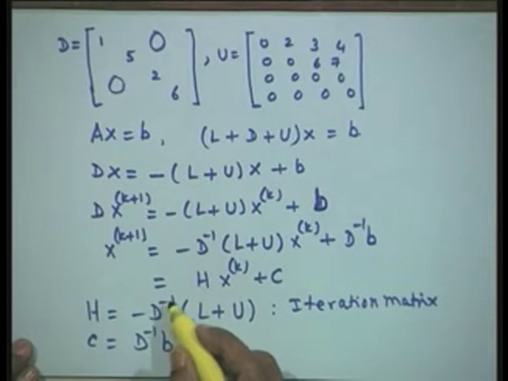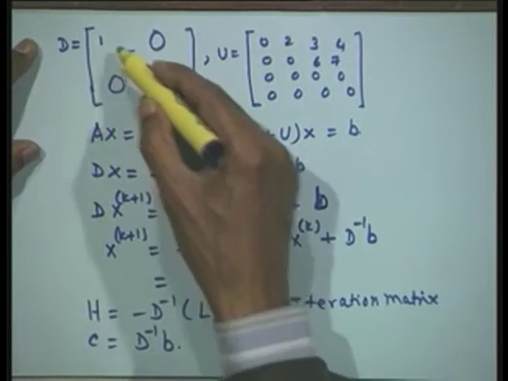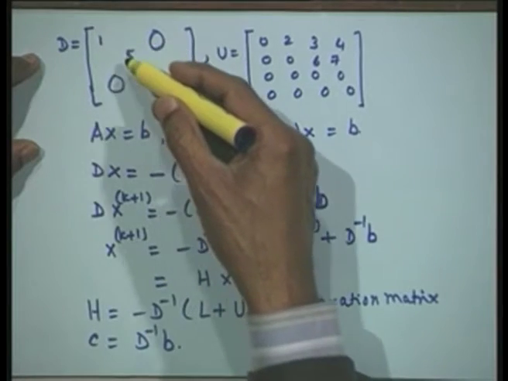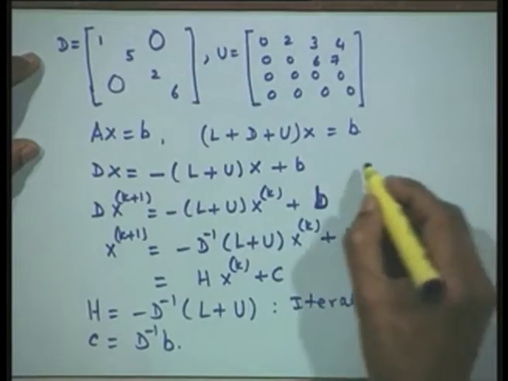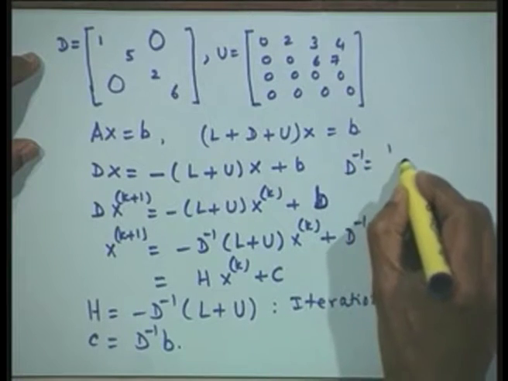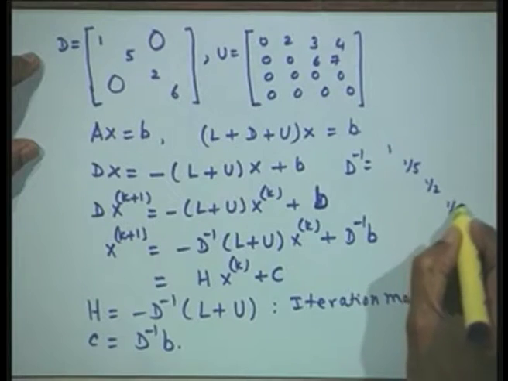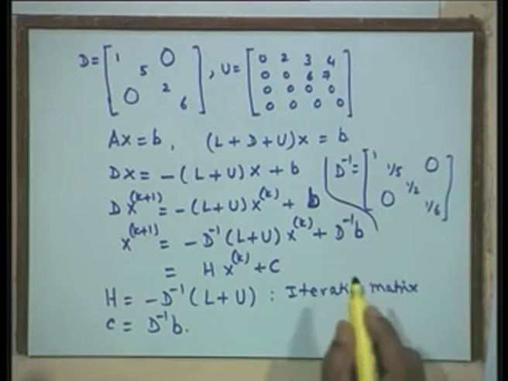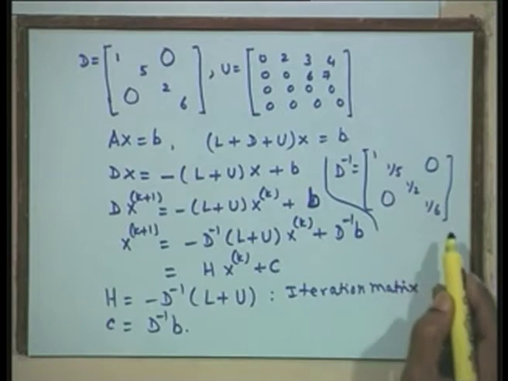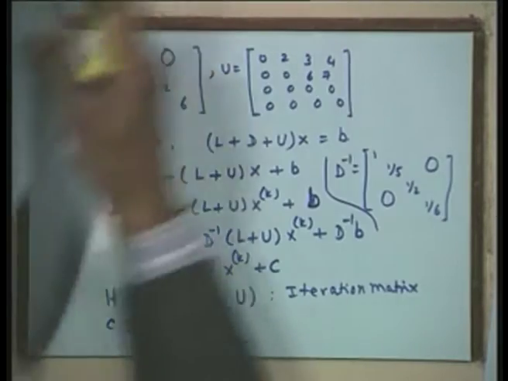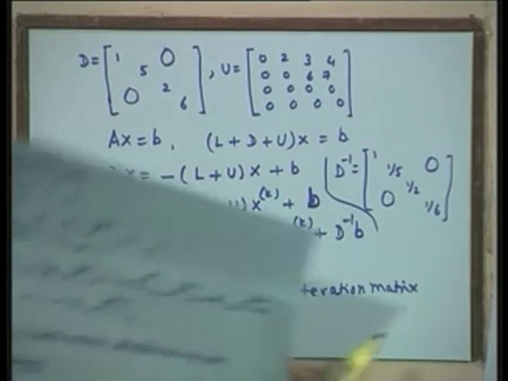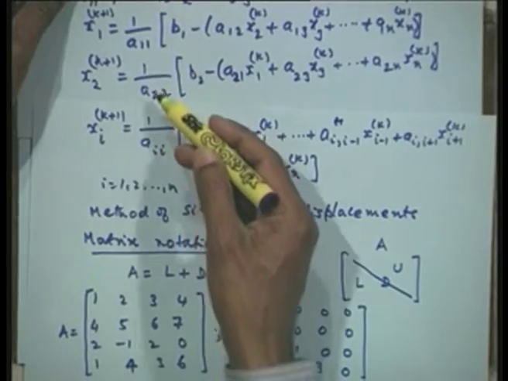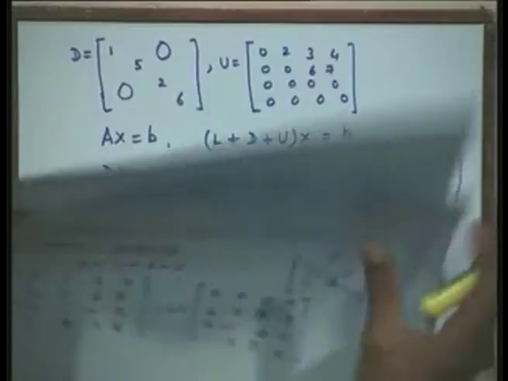Now, we can see that here we are using D inverse. D is a diagonal matrix, therefore its inverse simply will be 1 upon a11, 1 upon a22 and so on. In this example, D inverse would be simply 1, 1 by 5, 1 by 2, 1 by 6. So, when we had written this method for simultaneous displacements, you can see again this is D inverse, the component corresponding to the first one, 1 upon a11, 1 upon a22, 1 upon aii. Therefore, that division is coming from the multiplication by D inverse.